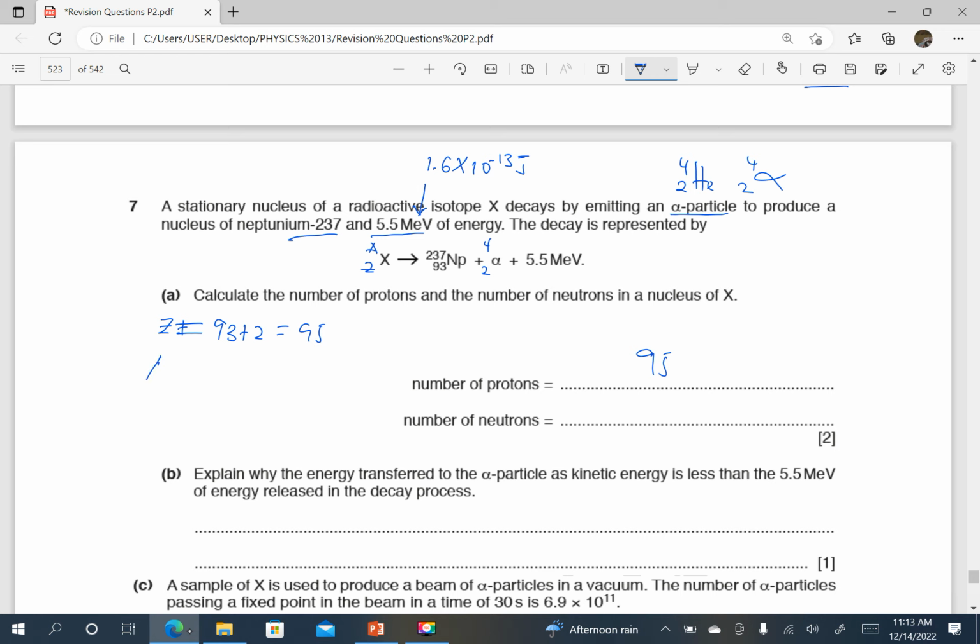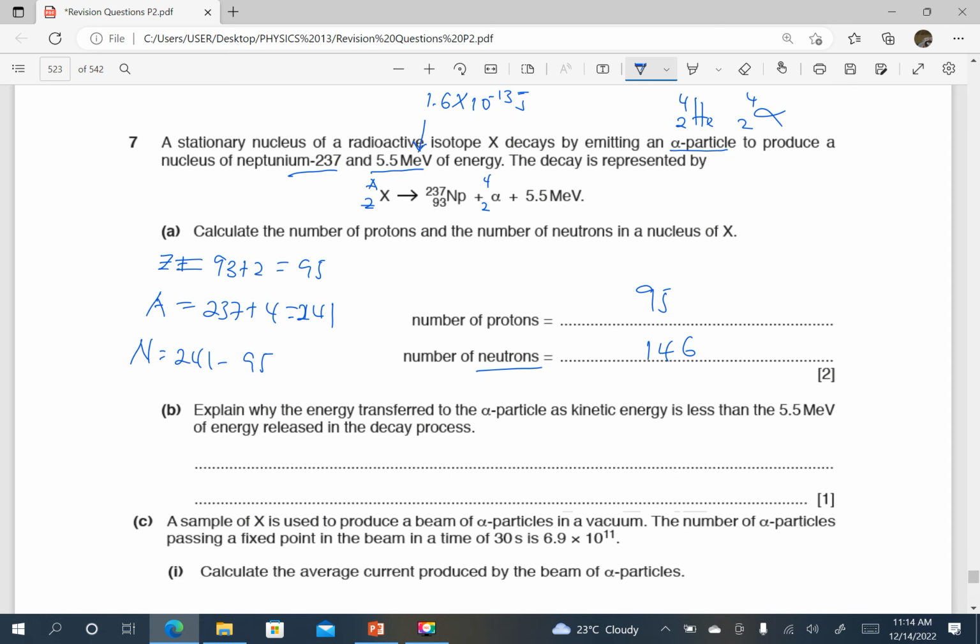The nucleon number, we have A on the left hand side should be equal to the right hand side, which is 237 plus 4. And this is going to be 241. So that is A, but we want the number of neutrons. So number of neutrons is equal to nucleon number minus proton number. So that would be 241 minus 95, which gives us 146. So the neutrons is 146. Now the challenge is people will forget and they will read neutrons as nucleons.